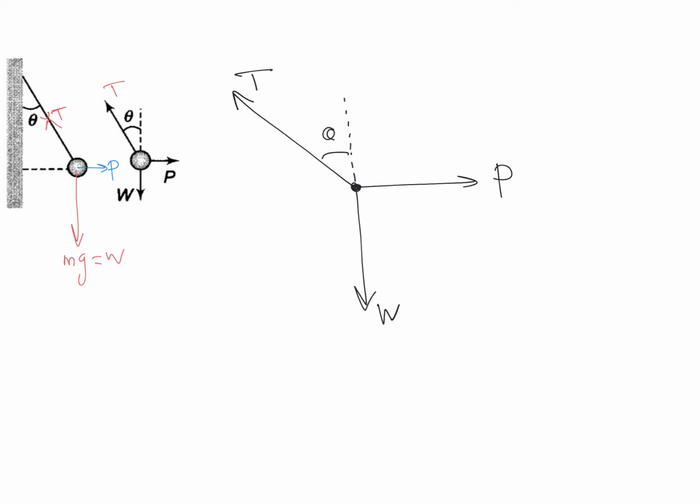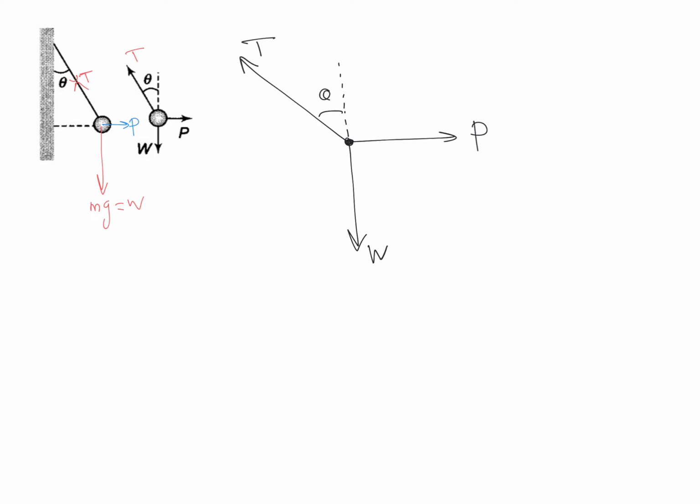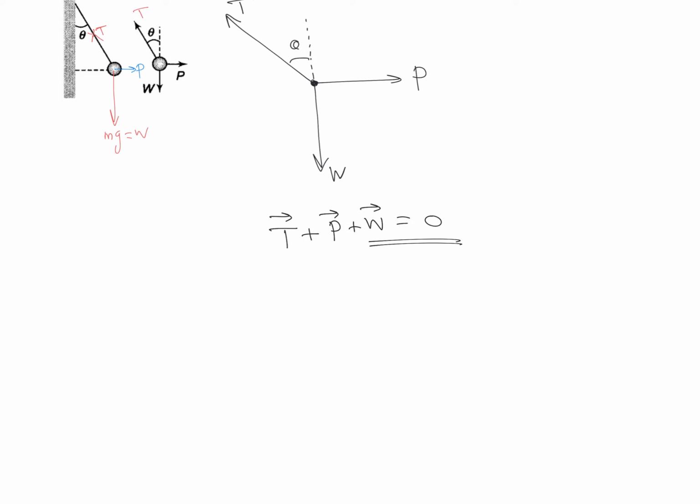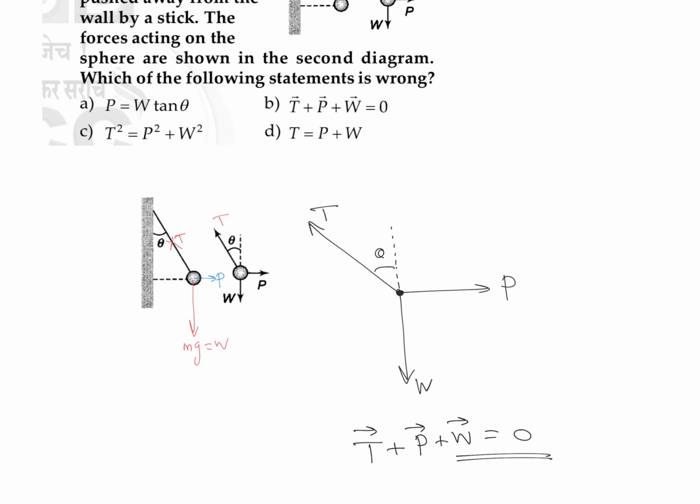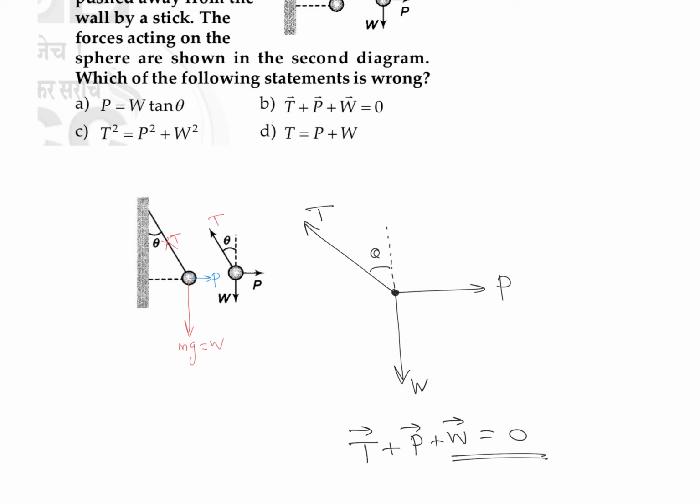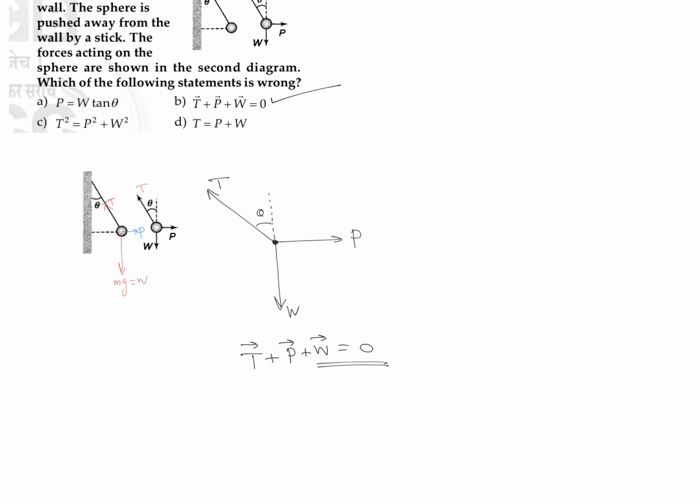Now, as we know, if the object is in equilibrium, the net force acting on this object should be equal to 0. That means the value of T vector plus P vector plus W vector should be equal to 0. So you can observe the second option, that is T vector plus P vector plus W vector is equal to 0. So the second option is correct.